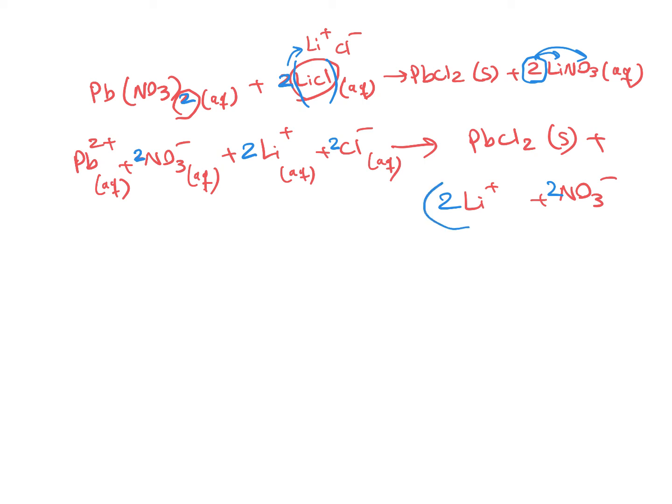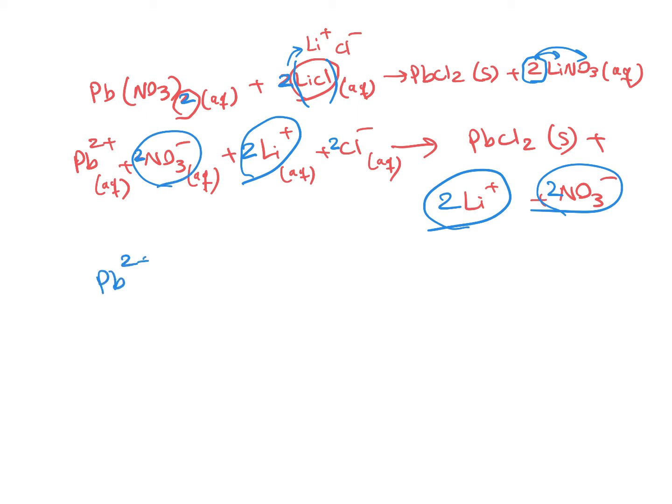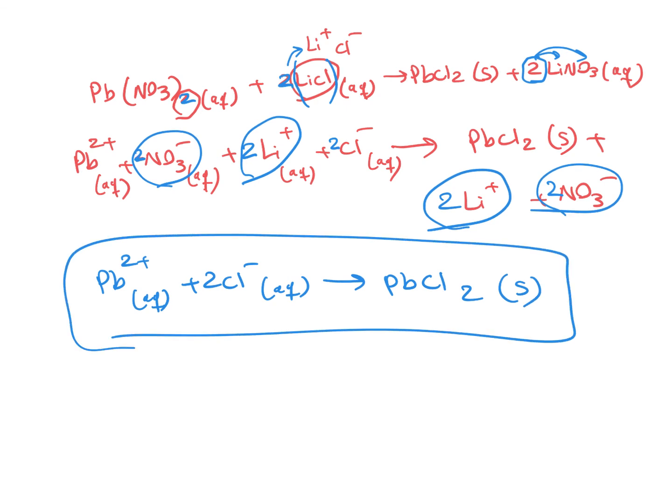And as you see, 2 Li, 2 NO3 are your spectator ions. So if we omit those, it would be Pb2 plus aqueous plus 2 Cl minus aqueous gives PbCl2 solid. So this would be your net ionic equation.